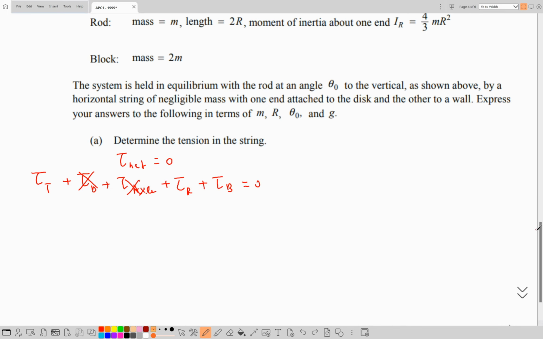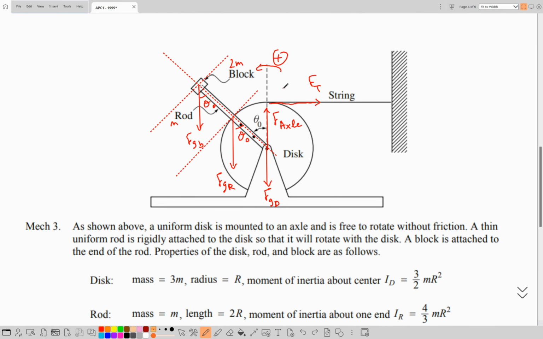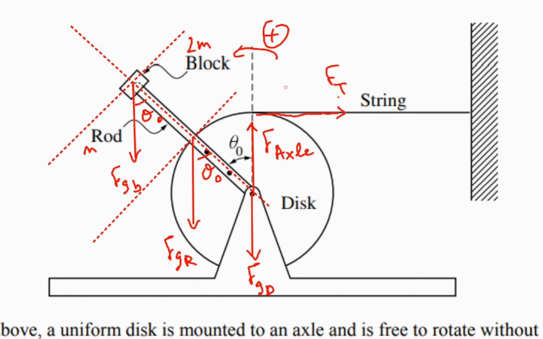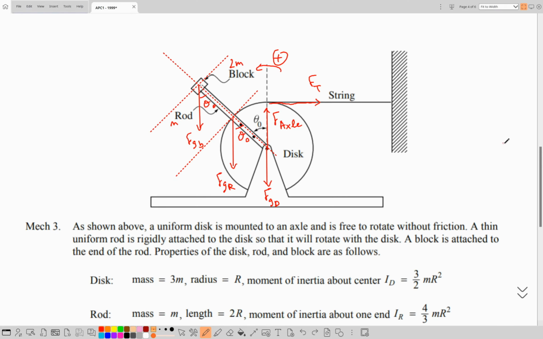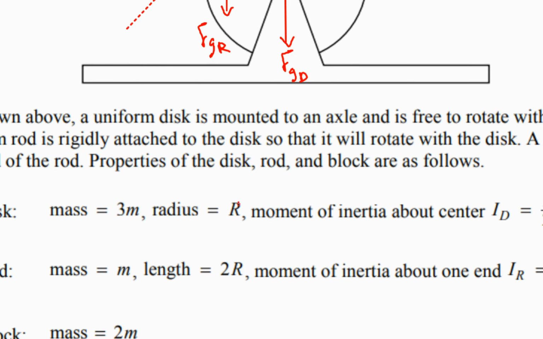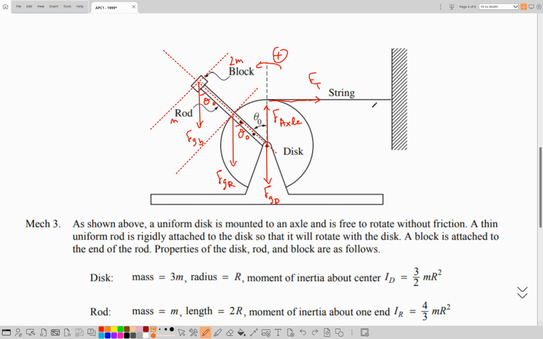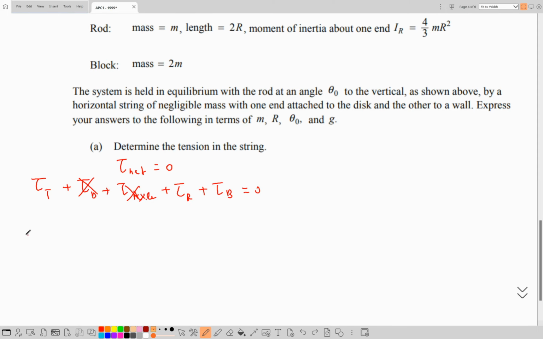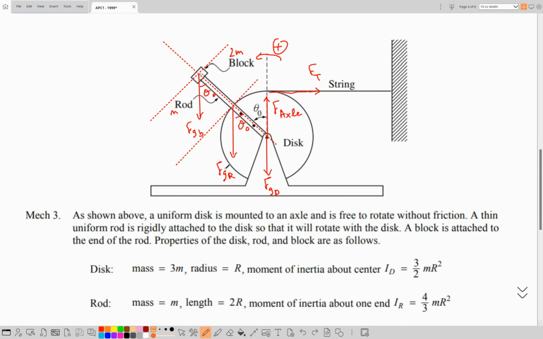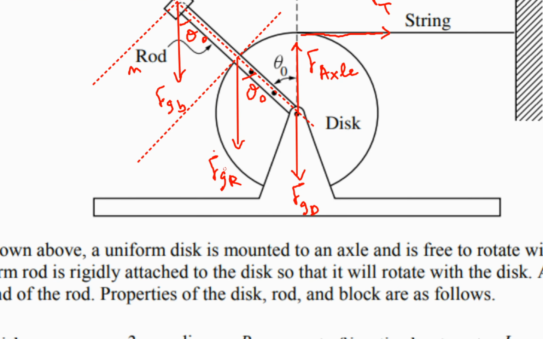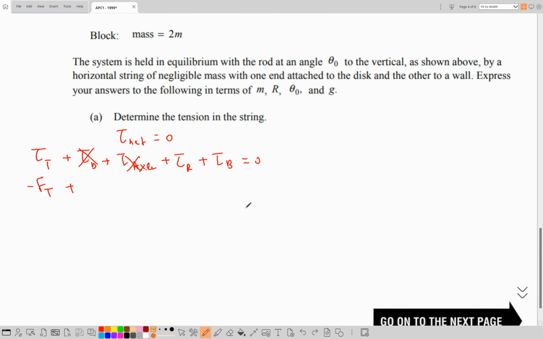Or let me start with the torque produced by the tension. The torque produced by the tension is in the negative direction. The tension is being applied tangentially, so it would be the radius of the disk, which is r, multiplied by the force of tension, so that would be minus Ft multiplied by r, plus the torque produced by the rod, where the force itself is given by m multiplied by g.